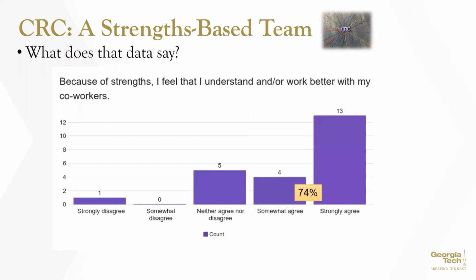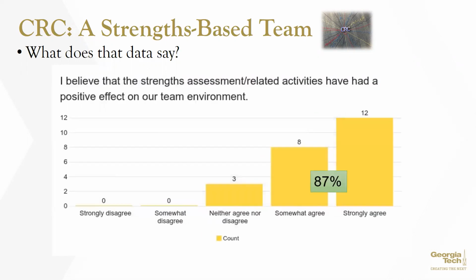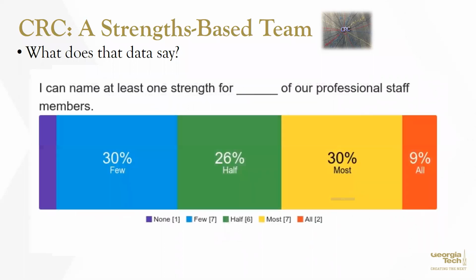Because of strengths, I feel that I understand or work better with my coworkers. Everybody except that one outlier felt pretty good about it, right? They felt that they understood who their coworkers were. We were able to unlock a little bit of mystery around some folks as to why do you do things that way? Why do you say things that way? I believe that the strengths assessment-related activities have had a positive effect on our team environment. So I love this slide because nobody disagreed. A couple people were like, maybe, but nobody disagreed that the strengths did not have a positive effect. And so the more we get into this journey and up our path, I think that we'll even shift these numbers even higher, which has just been beneficial all around for us.